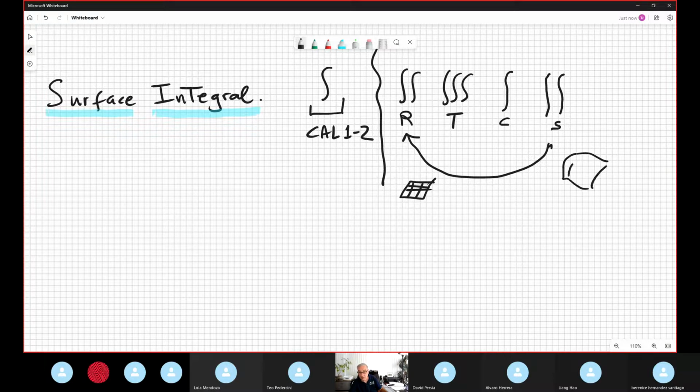This is surface curve B. So, what is the interpretation? Well, it's the same interpretation. When you compute this surface integral, see the integrand function here is one.